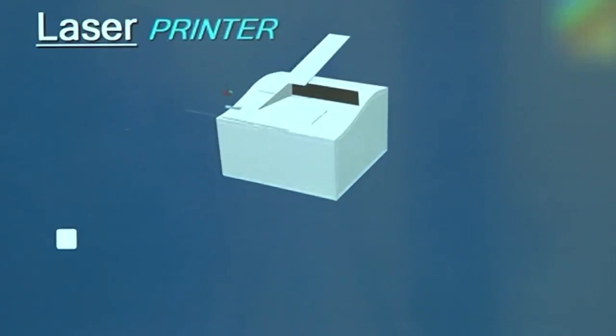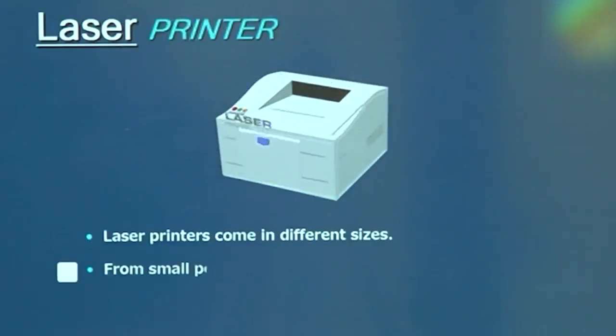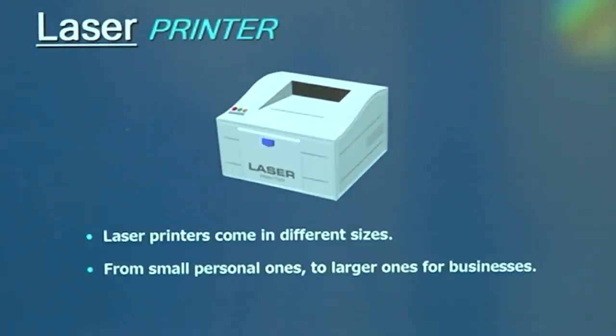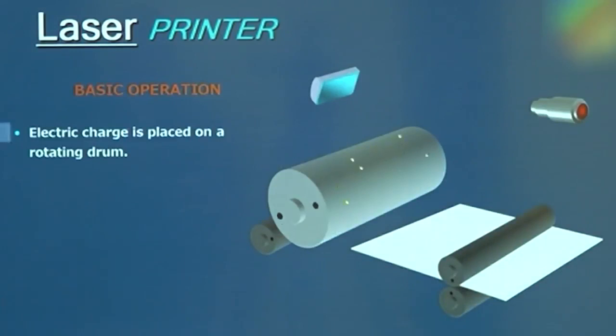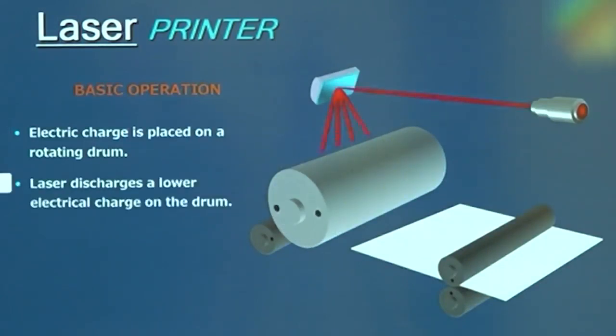Next comes the laser printer. These are high speed printers that use laser light to produce printouts. These can give black and white or colored printouts. Black or colored powder called toner is used as ink in these printers. The quality of printouts is very good.